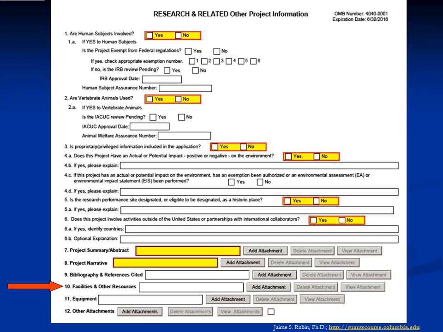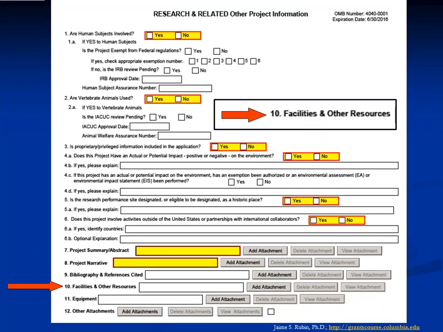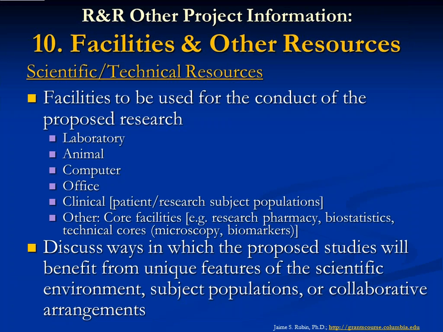I wanted to also highlight this other section on another page called Facilities and Other Resources. This section does not have a page limit, so many times you can add information here that you wouldn't be able to add in the other sections, which have very strict page limits. And you could talk in more detail about all of the resources in your mentor's lab or any core facilities at your institution that are relevant to the research that you're proposing.